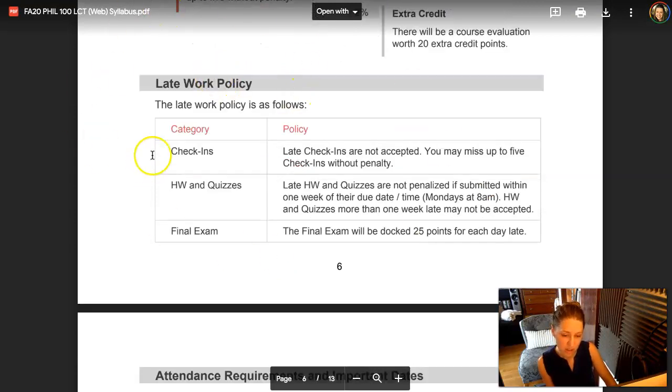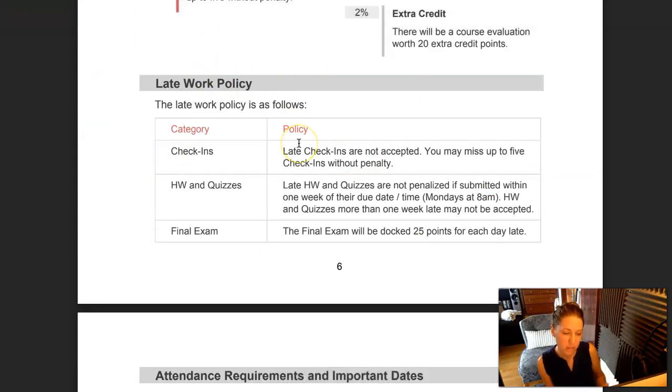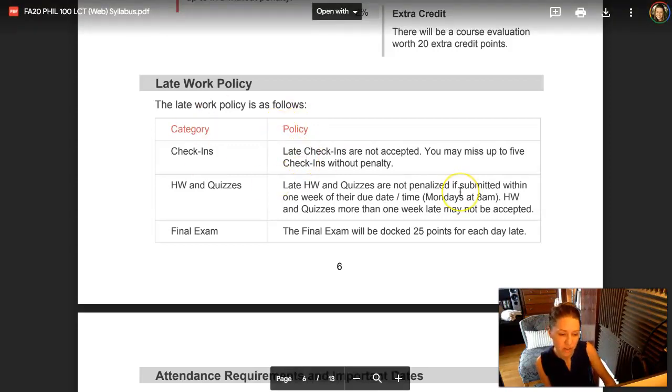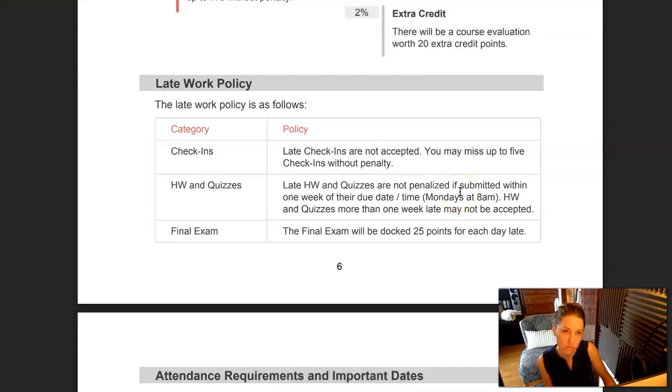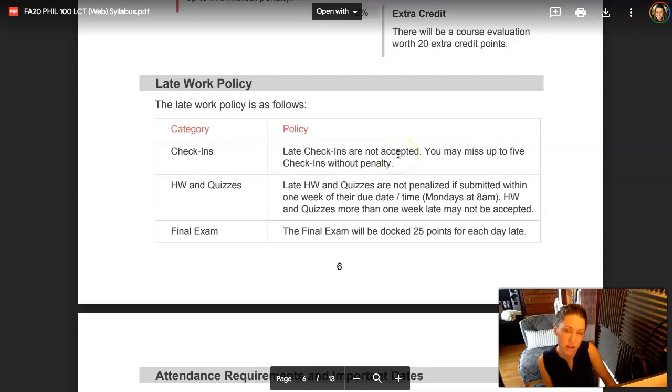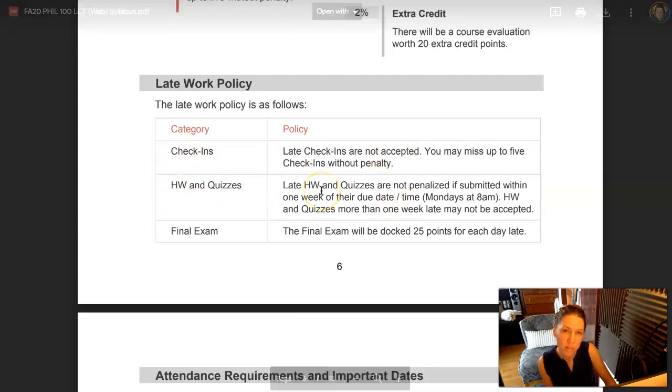Late policy. So check-ins, you can't complete them late, they're not accepted, because they're meant to be a timely check-in, and it's not really the kind of thing you can make up. If you miss a check-in, you do the next week's check-in. You can miss up to 5 without penalty, though, so just remember to check in. It'll only take a couple of minutes, and you don't have to be caught up on the work to do it. Homework and quizzes are not penalized if you get them in within 1 week of the due date.